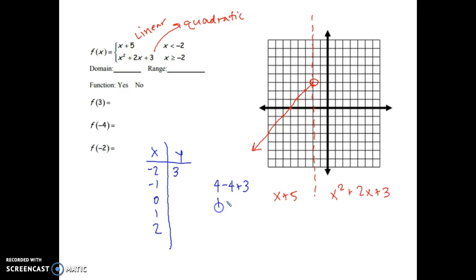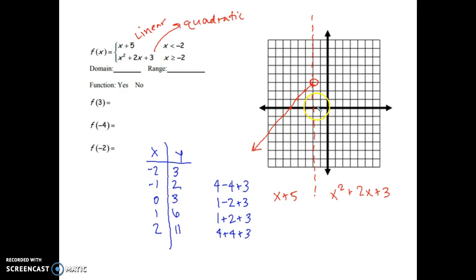-1 squared is 1. 2 times -1 is -2. So then 1 minus 2 plus 3 becomes 2. 0 squared and 2 times 0 goes away, so I'm left with 3. Plug in 1, we get 1. 2 times 1 is 2. So that becomes 3 plus 3 is 6. And then one more, we got 2 squared is 4. 2 times 2 is 4. So that becomes 8 plus 3, 11. So we'll just ignore that one since it's really big.